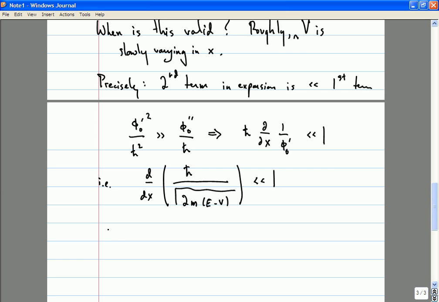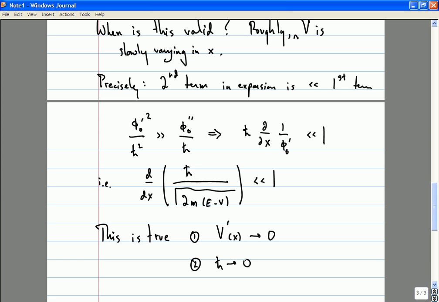So, in particular, this is true. Well, first of all, if v is slowly varying, so that v prime of x is going to 0, then obviously this expression here is going to be much less than 1. If v prime is equal to 0, you're taking the derivative of a constant, which is 0. 0 is a lot less than 1. Okay, but this also allows us to understand other circumstances when the WKB approximation is valid.